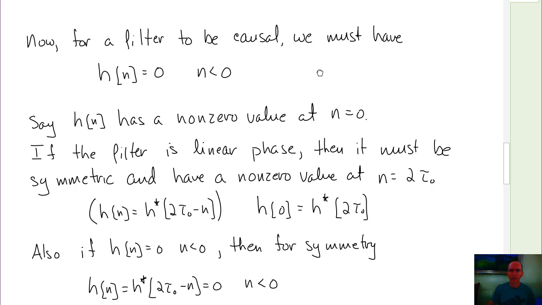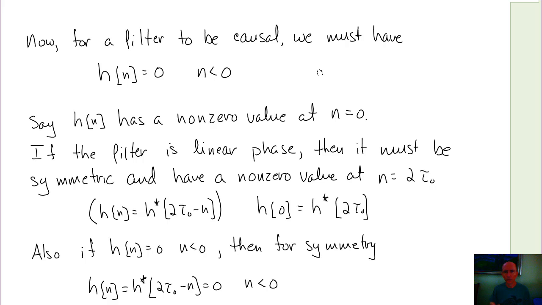Now, let's keep adding to this. So we know for it to be linear phase, it has a certain symmetry. Now we also know typically we want our filters to have other properties. Most importantly, causality.